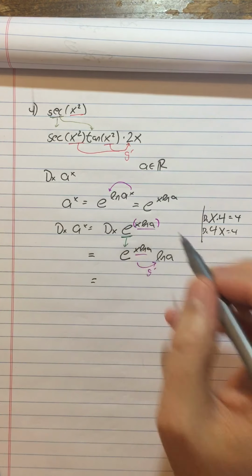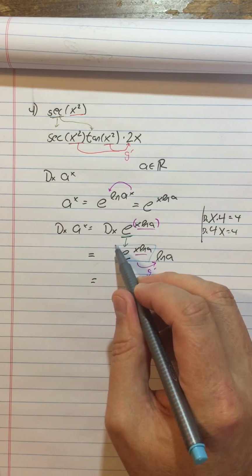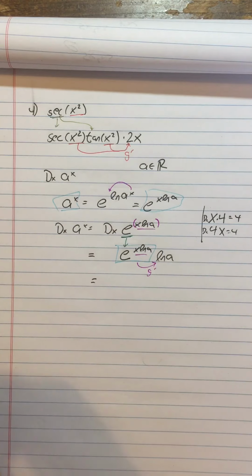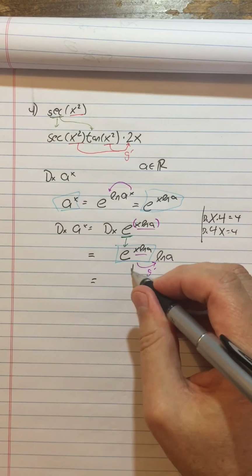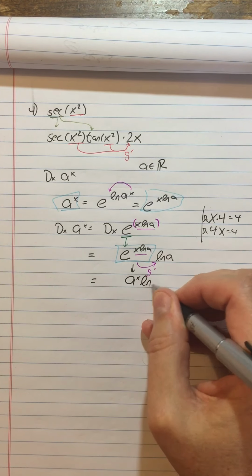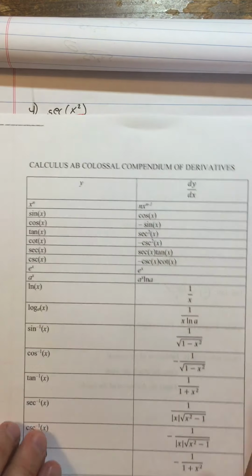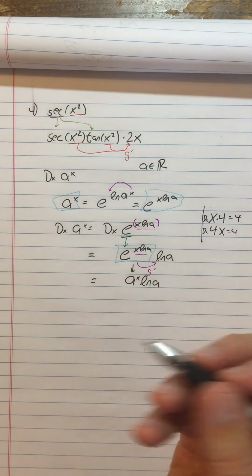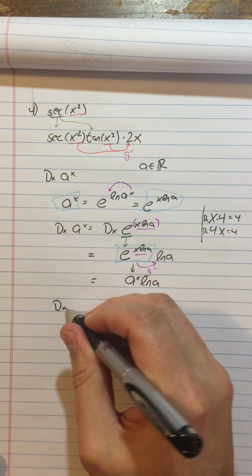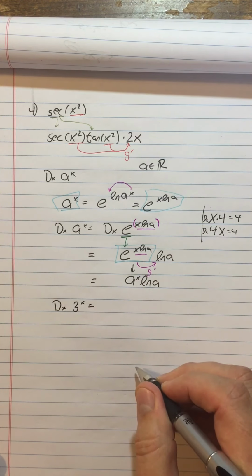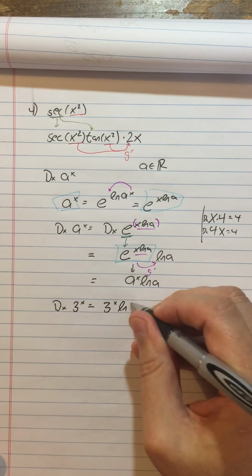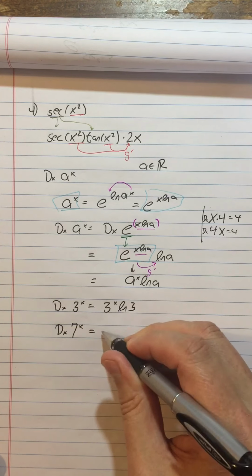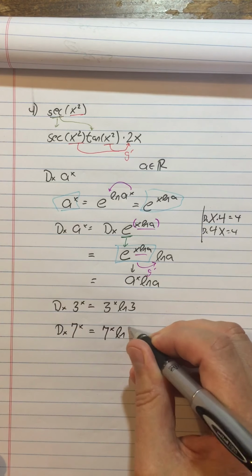All right. This e to the x ln a that we have here is the same as a to the x. So I can replace that, and the derivative is a to the x ln a, and that is my formula. So what do you do with that? What's the derivative of 3 to the x? It's 3 to the x ln 3. What's the derivative of 7 to the x? It's 7 to the x ln 7.